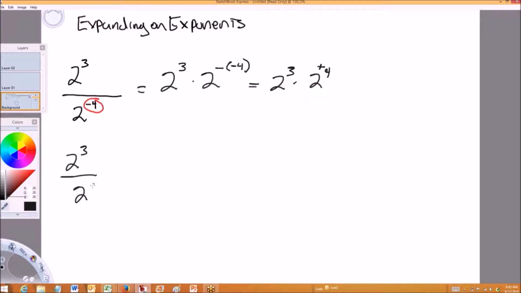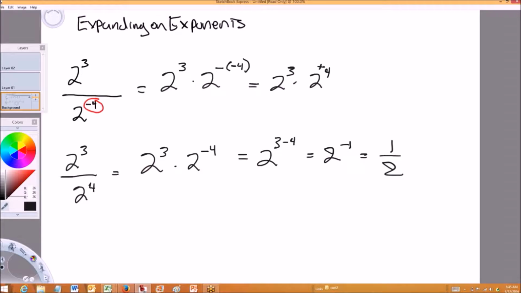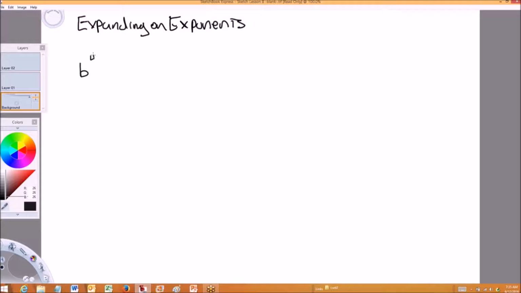If we had this, that would be 2 to the 3rd minus 4th equals 2 to the negative 1, or 1/2. Okay, now let's look at this equation. b to the 4th over b to the 4th power. So just like last time, we will rewrite it, bringing up this exponent out of the denominator.